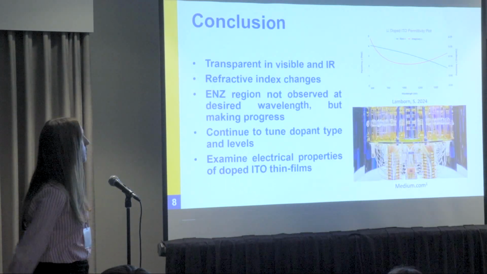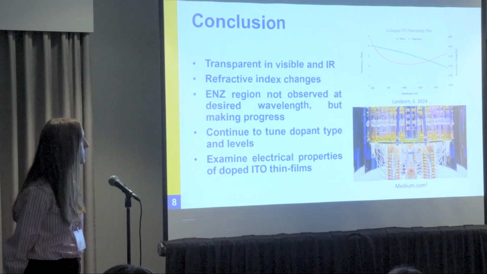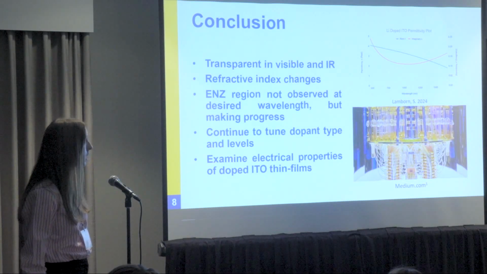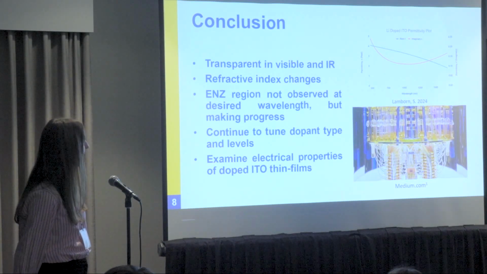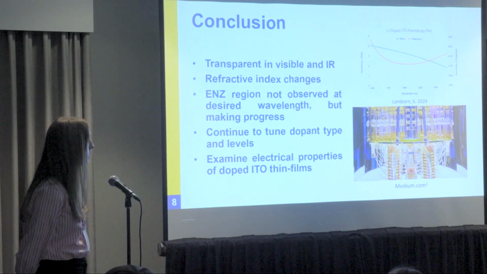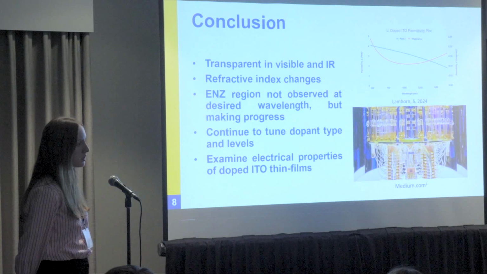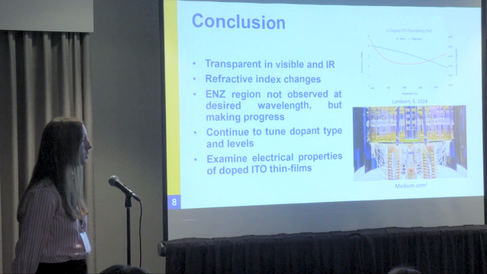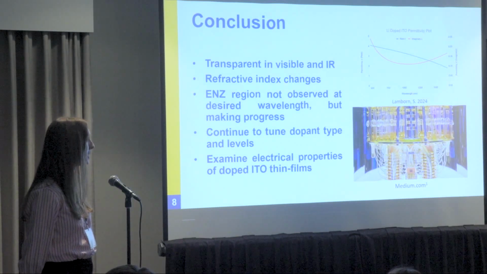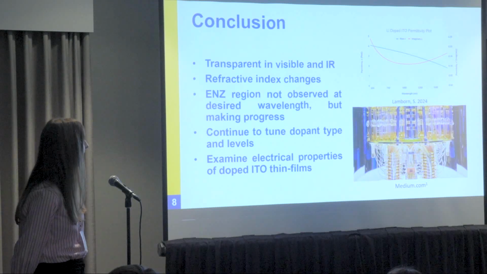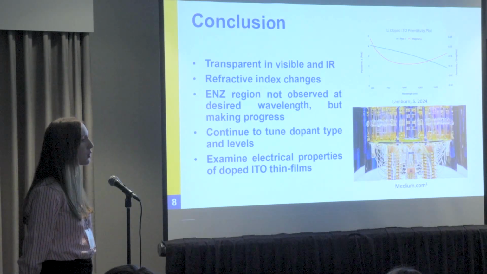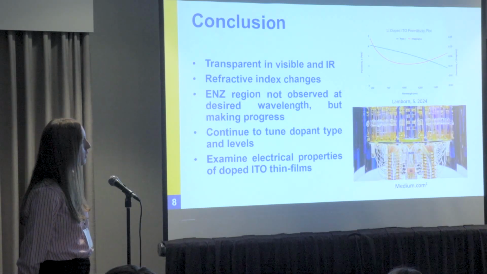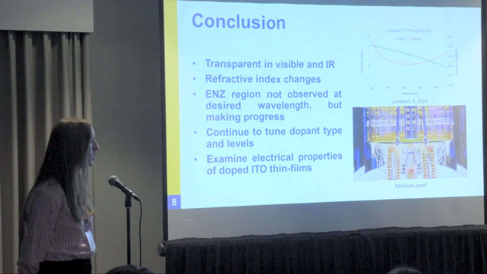So to conclude, we found that our films were very transparent in the visible and IR regions, and that there was a change in the refractive index. And while we did not observe this ENZ region at our desired wavelength, we are making progress since our past studies. And in order to hopefully see one in the future, we'll continue to tune dopant types and levels. And as future work, we will examine the electrical properties of our doped ITO thin films, including Fermi levels using XPS and UPS.